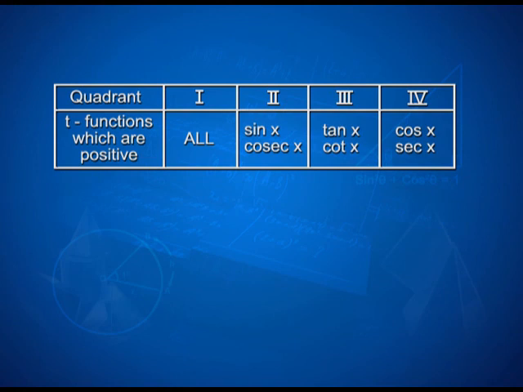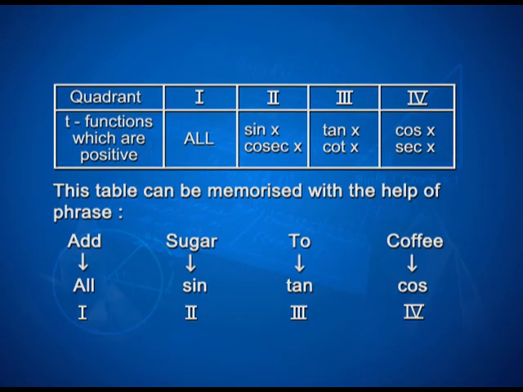This can be summarized as quadrant and trigonometric functions which are positive: first quadrant, second quadrant, third and fourth quadrant. In the first quadrant, all the trigonometric functions are positive. In second quadrant, sin x and its reciprocal are positive. In the third quadrant, tan x and cot x are positive. In the fourth quadrant, cos x and sec x are positive. This table can be memorized with the help of a beautiful phrase here, add sugar to coffee.